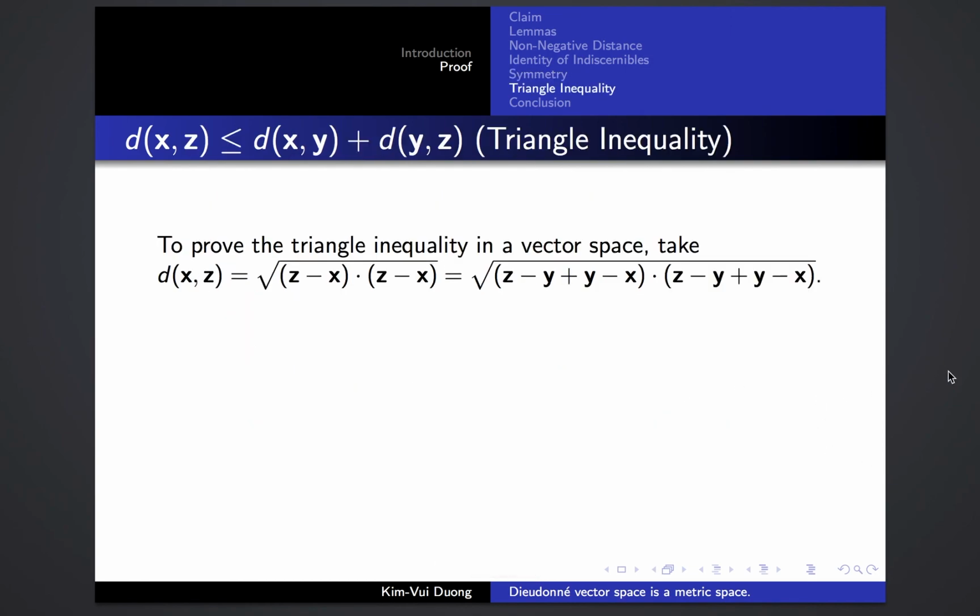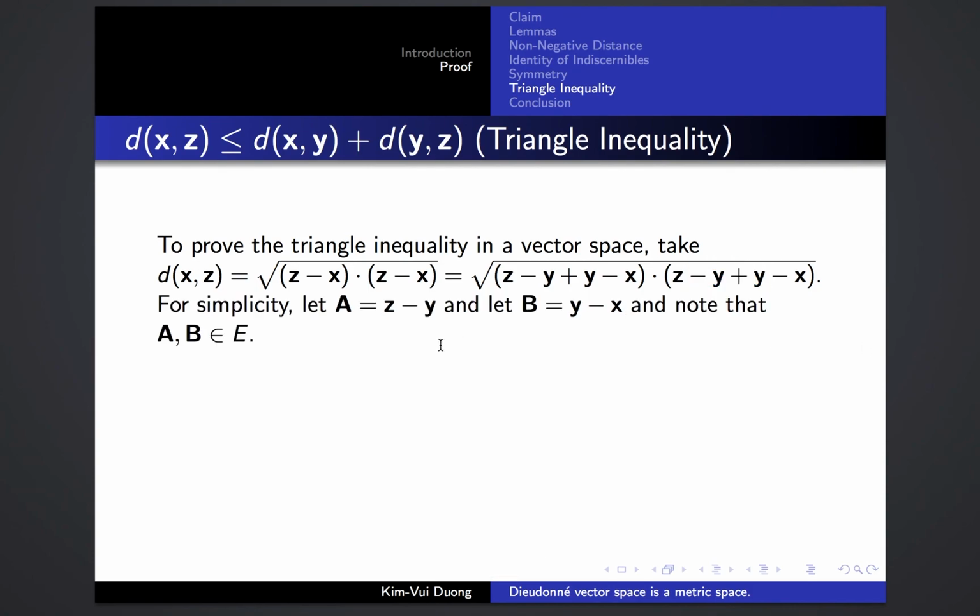Onto the last condition, which is the triangle inequality. So is it true that between 3 points, the distance between two of the points is going to be shorter than the sum of the distances of the other ones? So to prove the triangle inequality in a vector space, take the distance xz, which is equal to the square root of z minus x dot z minus x. Add in -y plus y. This is equal to the 0 vector, so this doesn't change anything.